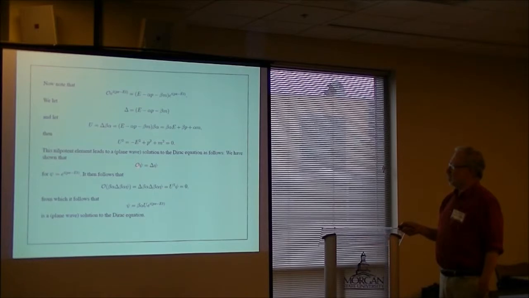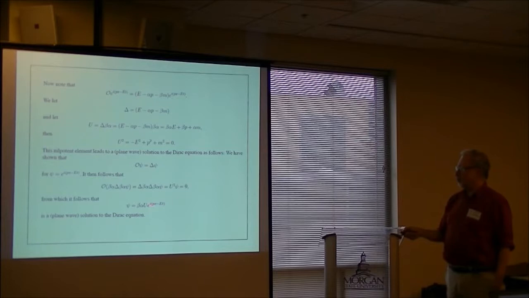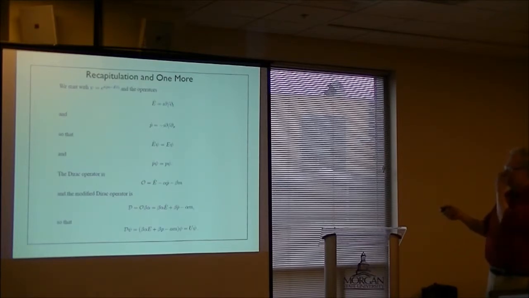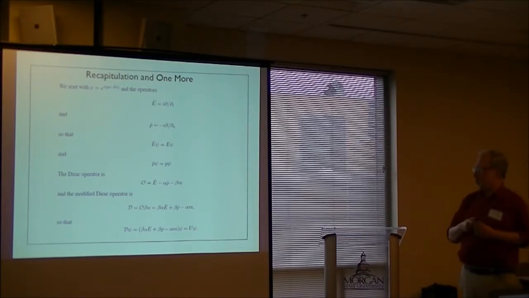So that means that O psi is delta psi, and if I multiply by beta alpha, I get O of beta alpha delta beta alpha psi brings one more delta down, and I get u squared, and it's equal to zero. So you see, if I take psi equal to beta alpha u, times e to the i (px minus ct), that would be a solution to the Dirac equation. So that suggests that if I rewrite the Dirac operator by multiplying it by beta alpha, then I will have d psi equals u psi, and that means that u psi is a solution to the Dirac equation.